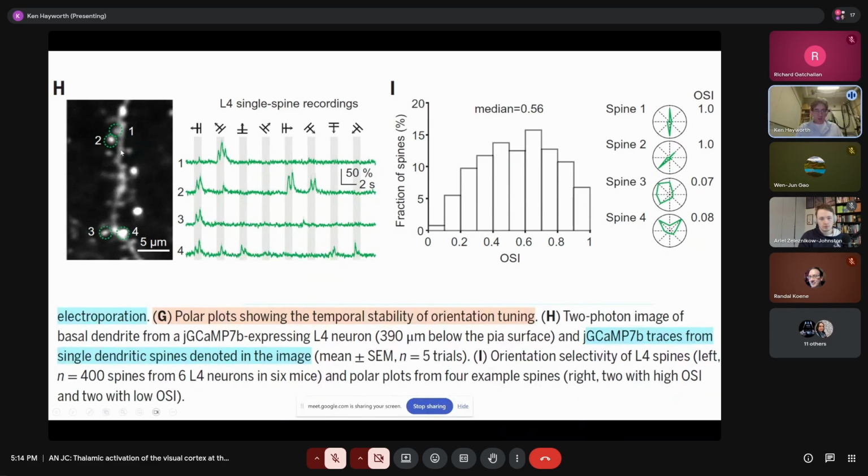Okay, so if we look at, let's say, this spine number 1 here, that spine is showing a response if the gratings are moving to the upper left, and so that means that whatever neuron is giving rise to that synapse has a receptive field that is orientation selective and direction selective as well.